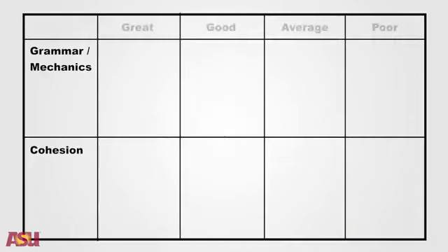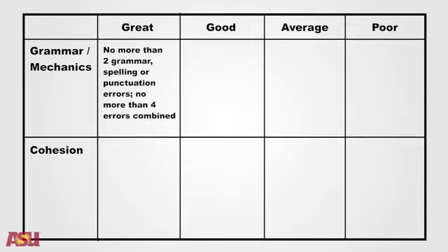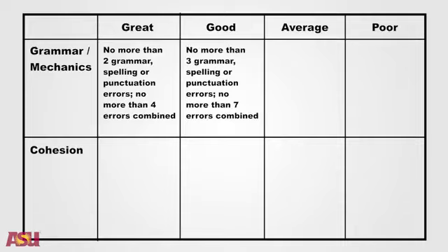In assessing these categories, I would want to think about the characteristics of great, good, average, and poor mechanics or cohesion. I would put these levels across the top and list the individual characteristics in the boxes of the matrix. For example, I might describe great mechanics in this way: no more than 2 grammar, spelling, or punctuation errors. No more than 4 errors combined. Good mechanics in this way: no more than 3 grammar, spelling, or punctuation errors. No more than 7 errors combined.